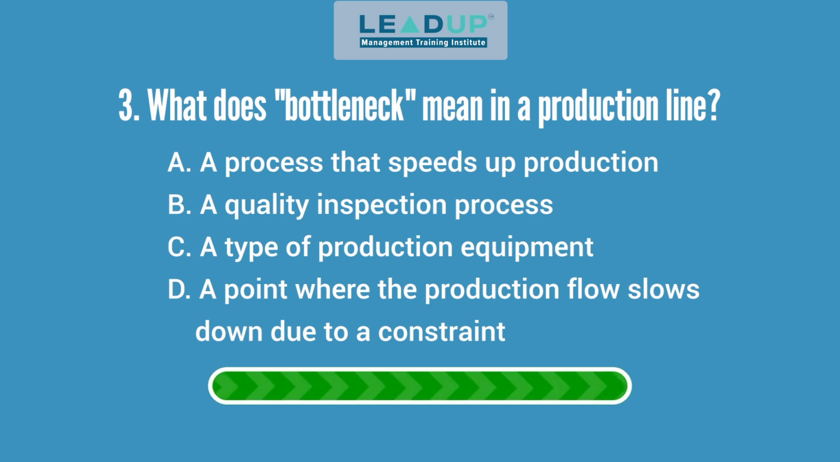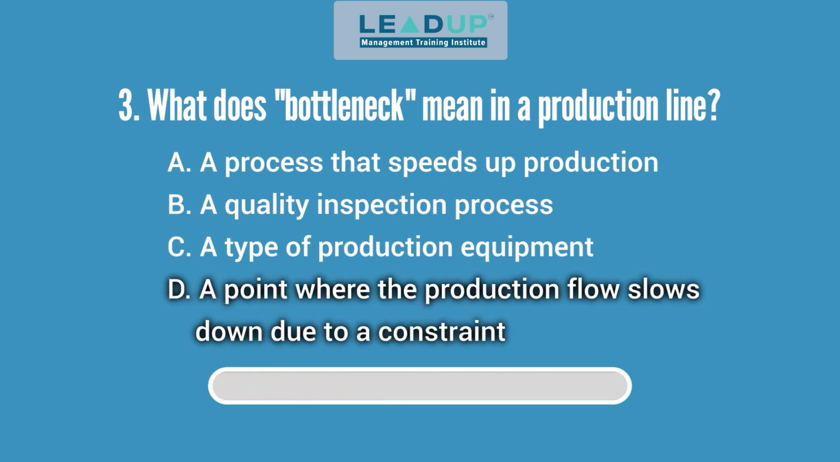Question 3. What does bottleneck mean in a production line? A. A process that speeds up production. B. A quality inspection process. C. A type of production equipment. And D. A point where the production flow slows down due to a constraint. The answer is a point where the production flow slows down due to a constraint.